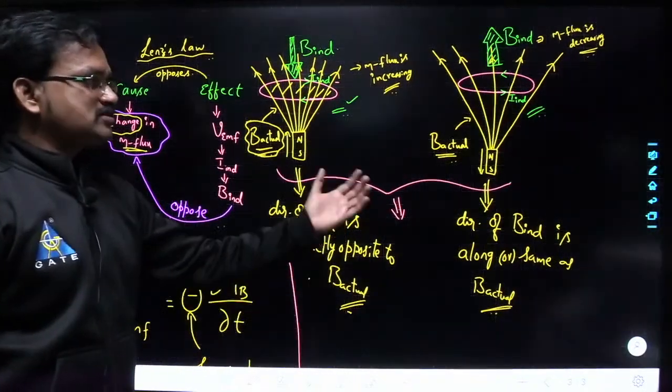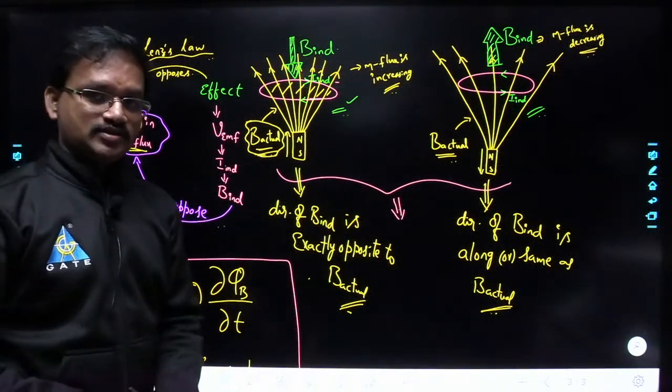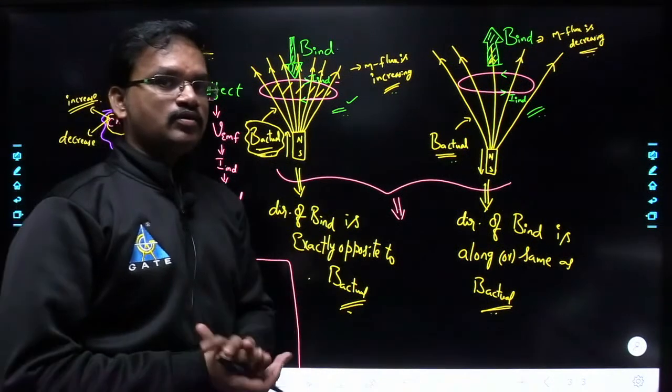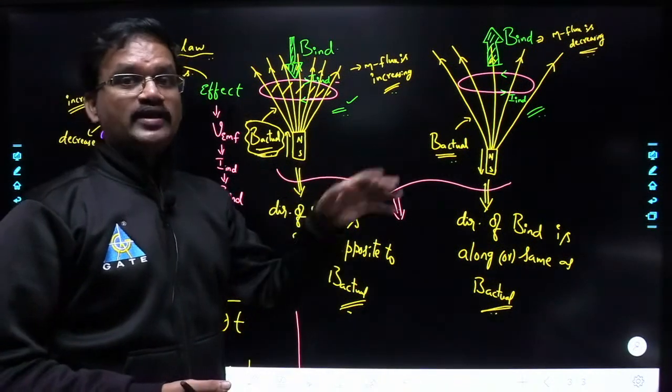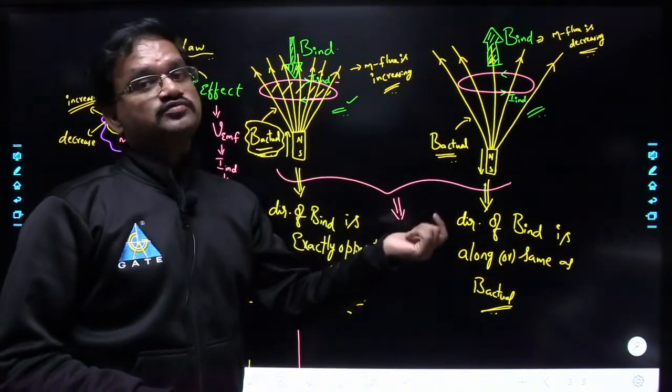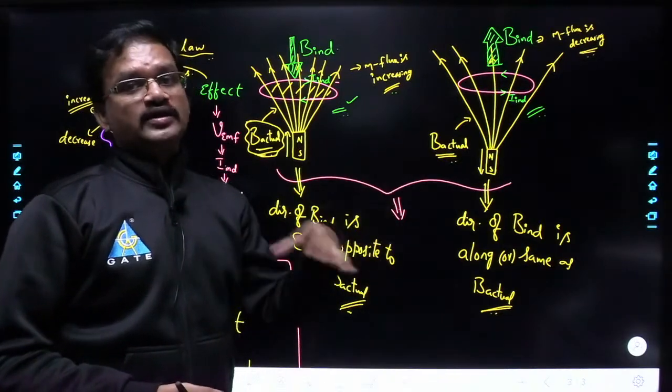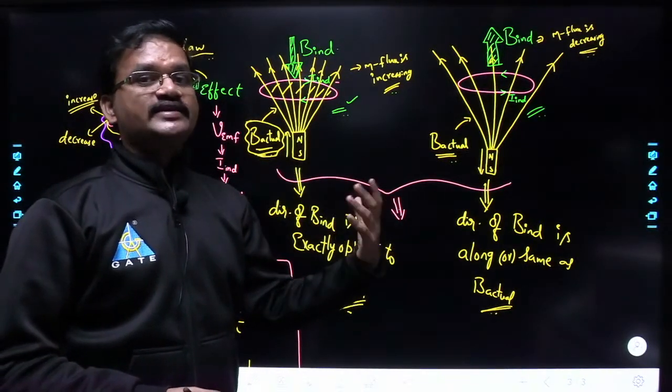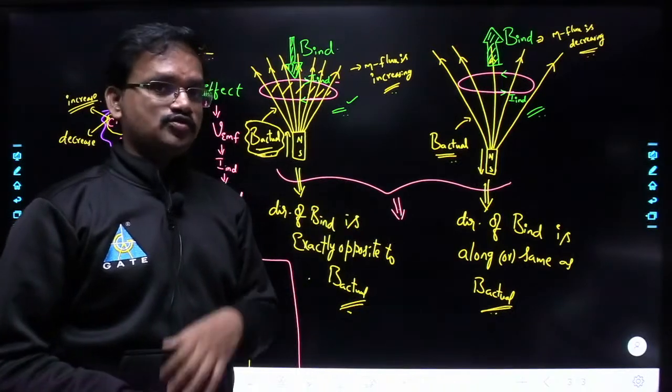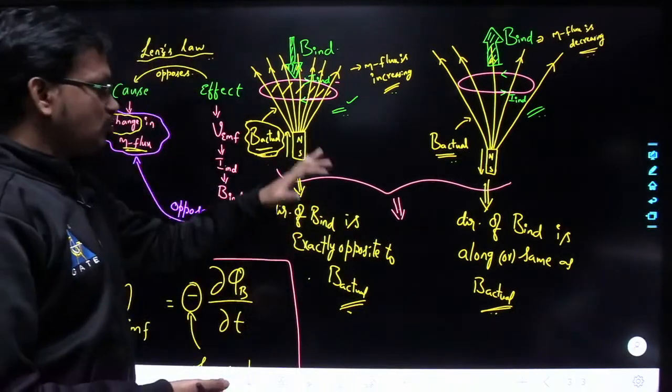So if you make these observations here, then whatever problem they give, you can easily identify the direction of the induced magnetic field, and from that you can easily get the direction of what? The direction of induced current. Understood? So what are the conclusions we can make here?